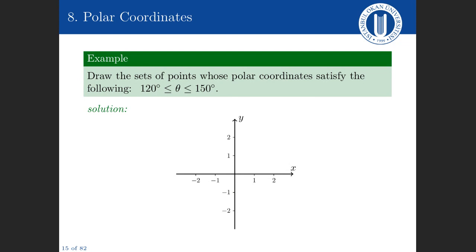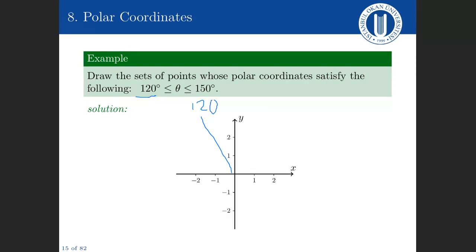And fourthly, draw the set of points whose polar coordinates satisfy the following. Theta is between 120 and 150 degrees. So first of all, where is 120 degrees? This is 0. The x-axis is 0. The y-axis is 90 degrees. We need another 30 degrees. So we should be about here.